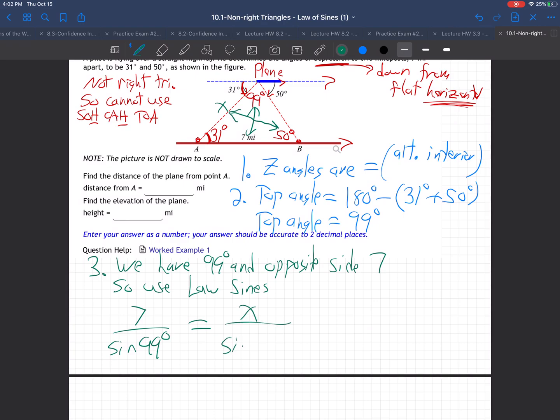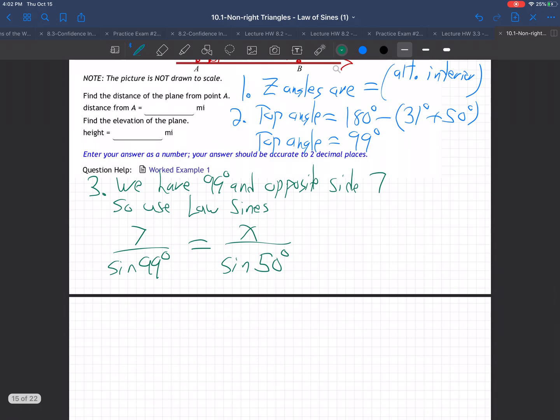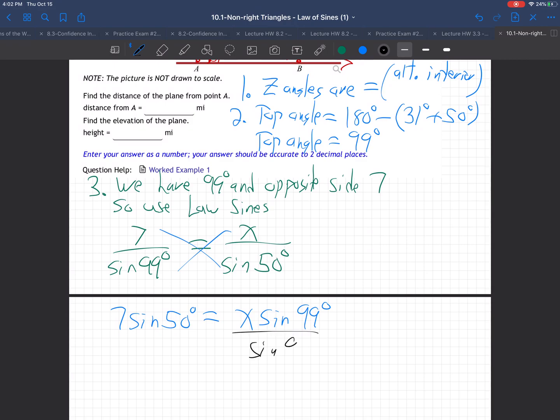X over sine of 50 degrees, right? Those have to be equal, and now we can solve for x. Do you see that trickery? Diagonal, diagonal. We're going to get 7 sine 50 degrees is x sine 99. Finish solving for x. Divide by the sine of 99 degrees. Boom, boom.